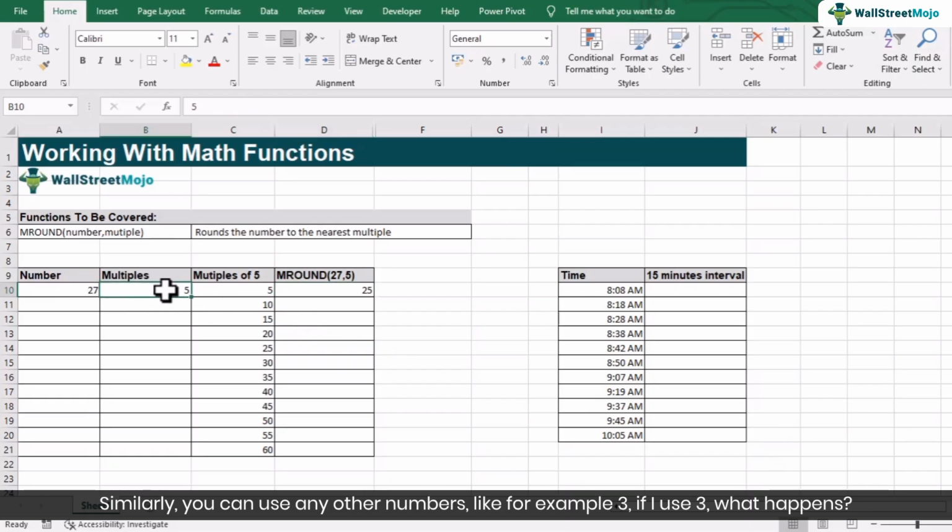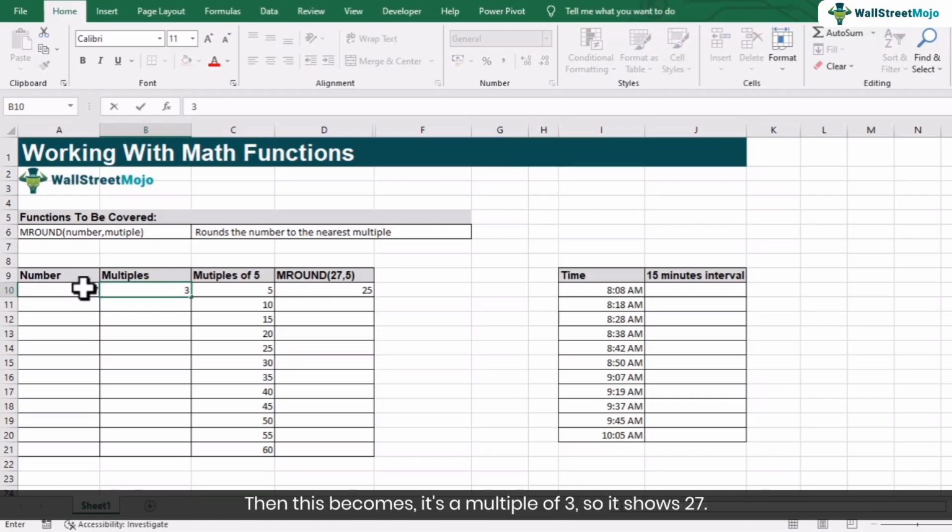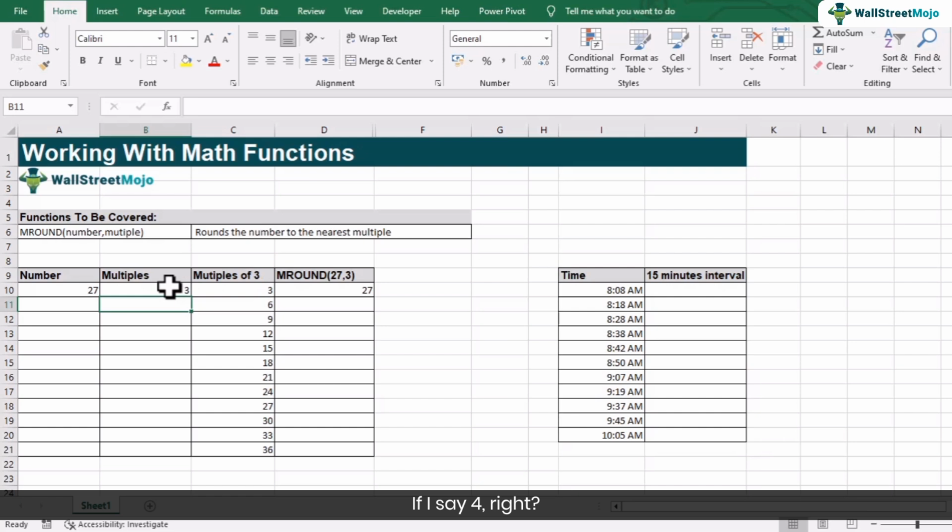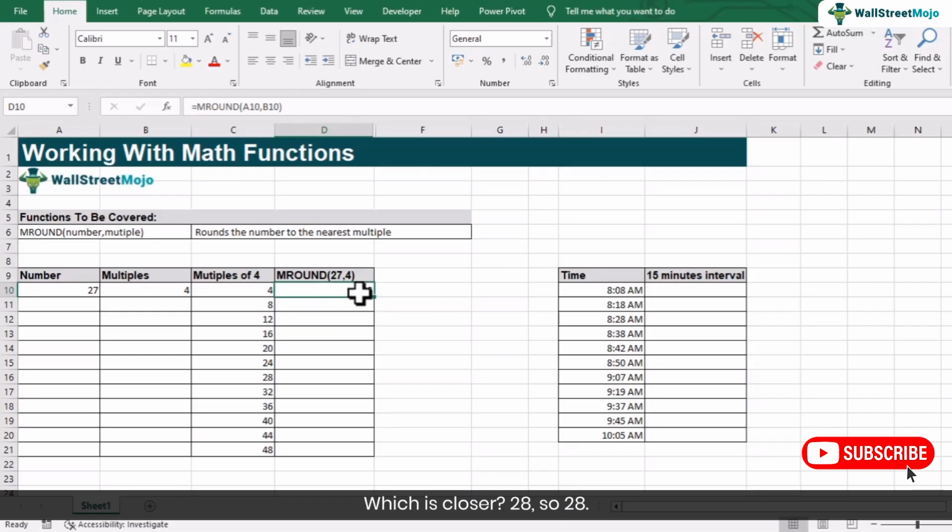Similarly, you can use any other numbers, like for example 3. If I use 3, what happens? It's a multiple of 3, so it shows 27. If I say 4, this is not a multiple of 4. So 4 sixes are 24, 4 sevens are 28. Which is closer? 28. So this way mRound works.